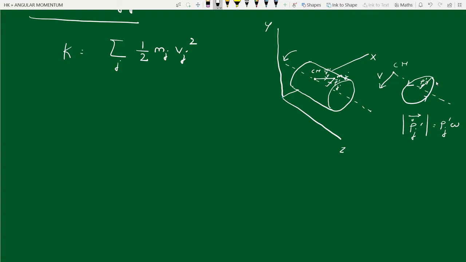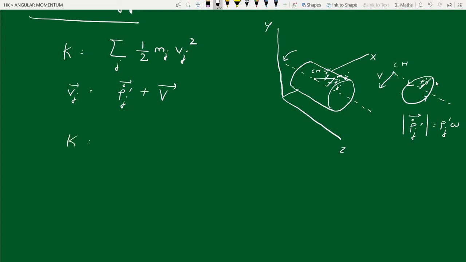So this jth particle is undergoing two types of motion. One is rotation about the axis, where the perpendicular vector from the axis of rotation is changing. Its magnitude remains constant, but its direction is changing. And the second is translation of the center of mass. So the point is this vector Vj we can write as rho j prime dot plus capital V.